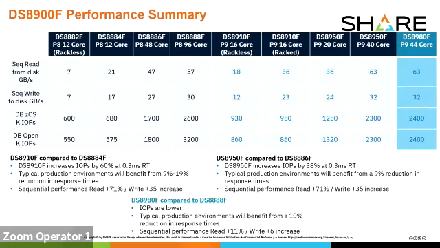And then again, if you were to compare flagship to flagship, the 8980 against the 8888, we also continue to see that the IOPS are actually a little bit lower, but that performance environments will benefit from a 10% reduction in response time. And you will see an improvement in your sequential performance of like 11 to 6%, depending on whether you're running reads or writes.